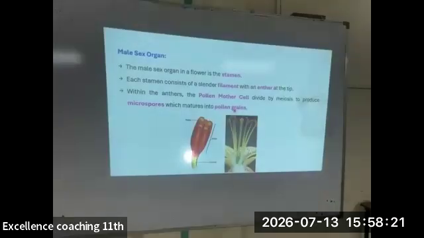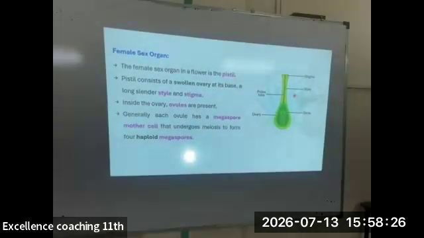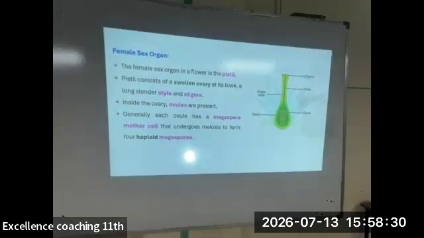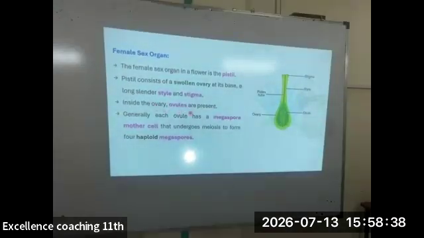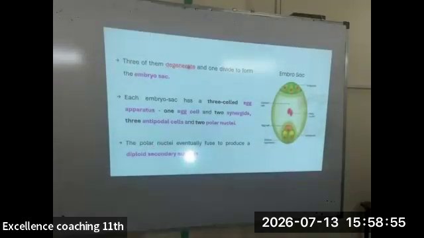Is this clear? Now, next is female sex organ, which is pistil. The pistil has what? This bottom part, which is ovary, then stigma, style, and the inside part is ovule. Inside ovary, what do you have? Ovule. So ovules are present. Ovule has megaspore mother cell, and this will produce haploid megaspores. So what happened here?